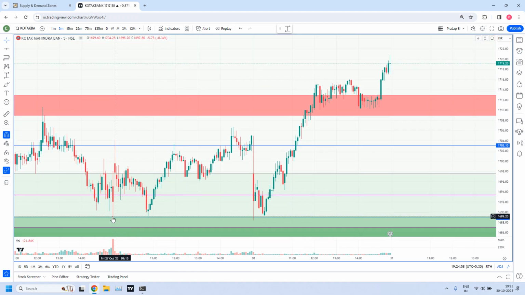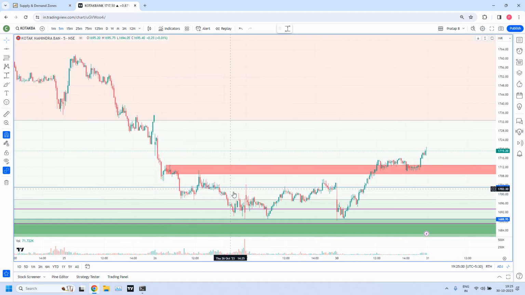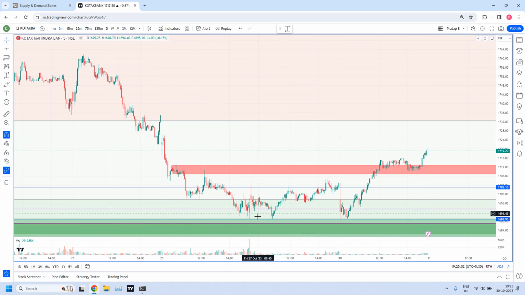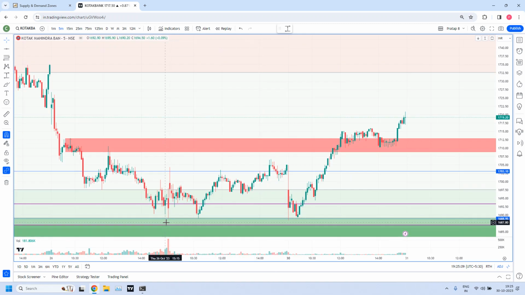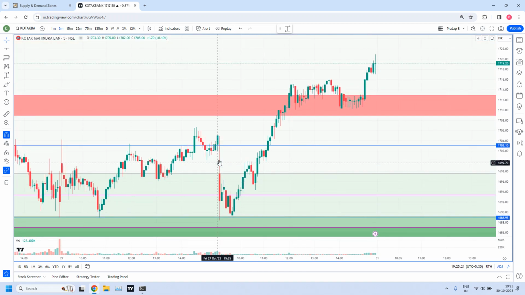See how the rejection came. This is the first time price entered this blue color line area. Powerful rejection. Based on this only, I have drawn this. Second time, see the push. Third time, that is today, see the push again. There is a big push today.